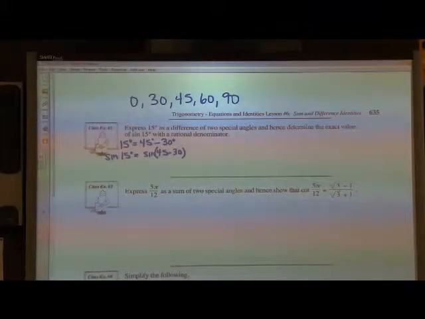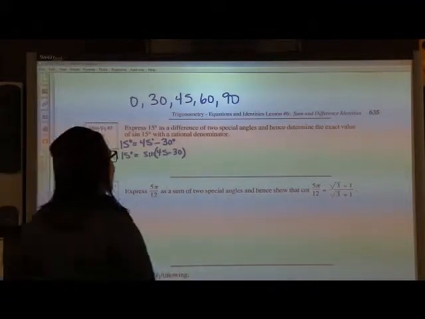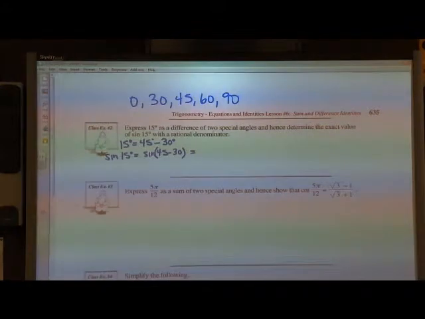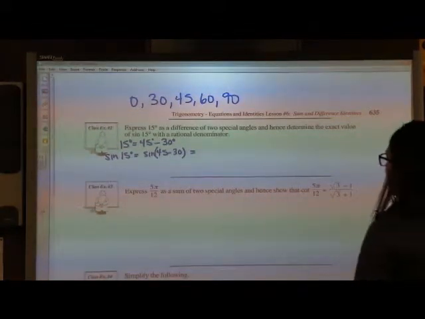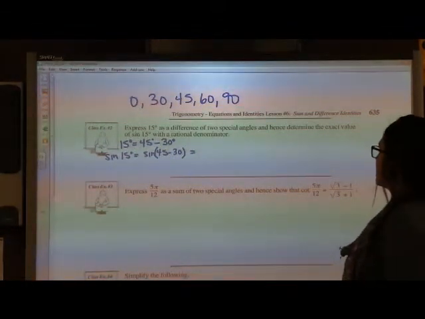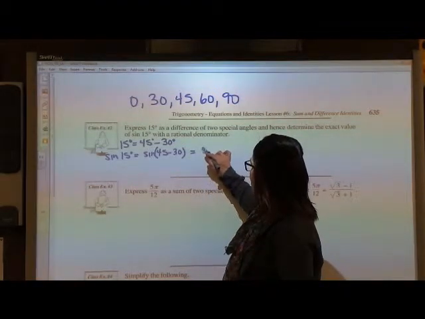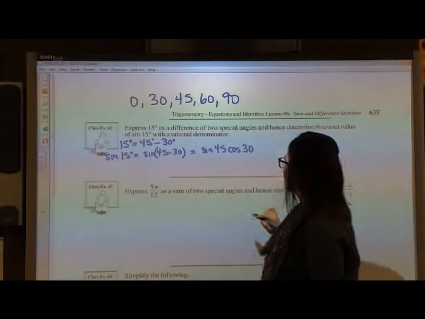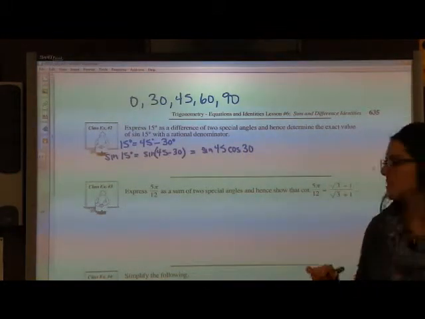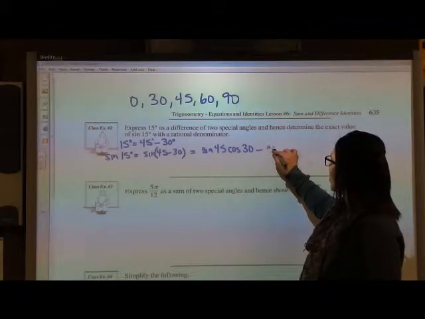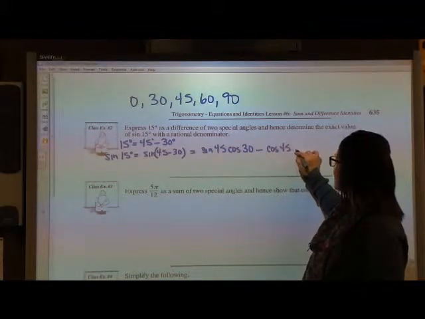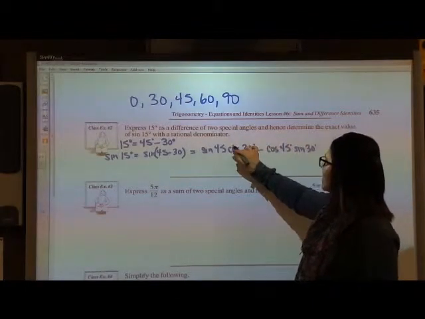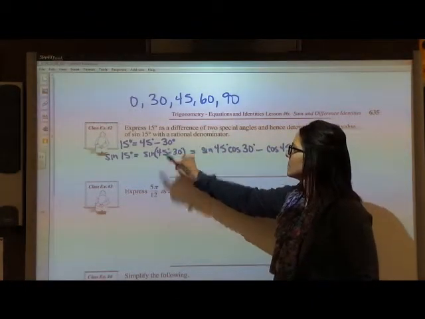So now if I use that sine difference identity, the sine difference becomes sine A, which is 45°, cos B, B is 30°, minus cos A, which is 45°, sine B, which is 30°. I should put degree symbols in all of these.